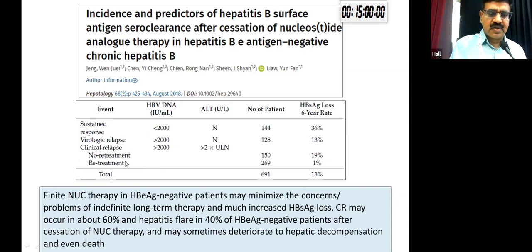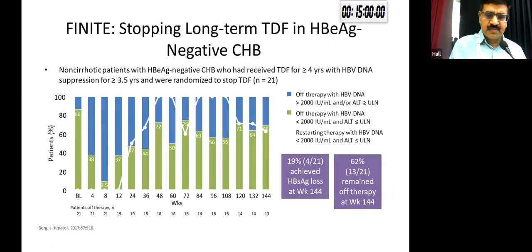But a relapse requiring retreatment, the loss is very little. Another finite study, a randomized control trial, but a very small number of patients achieved 19% S antigen loss.